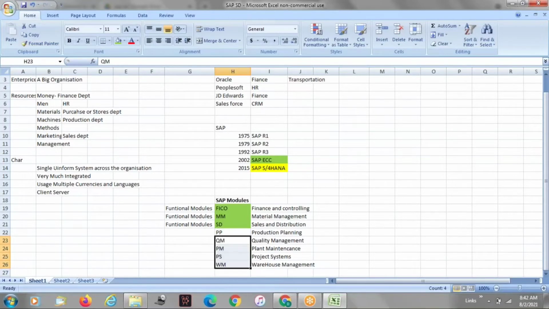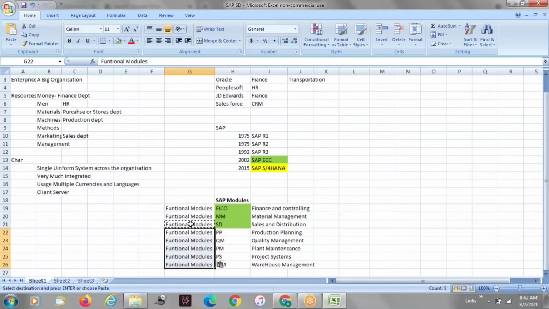They'll be using them in the company. But these are all the functional modules, but they are not core modules like FICO or SD. But they're all the functional modules that are there. So these are some of the examples that I'm giving in terms of functional modules that we have.